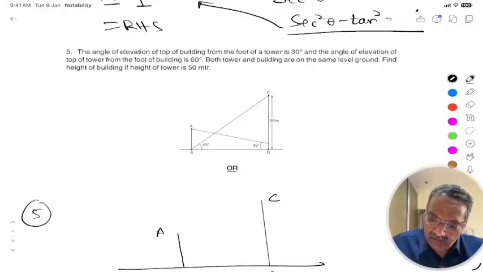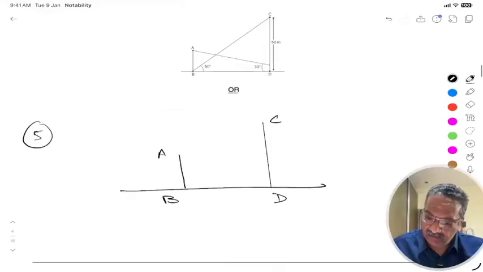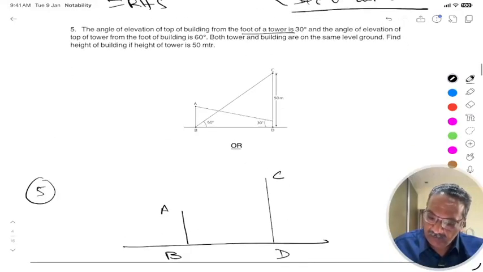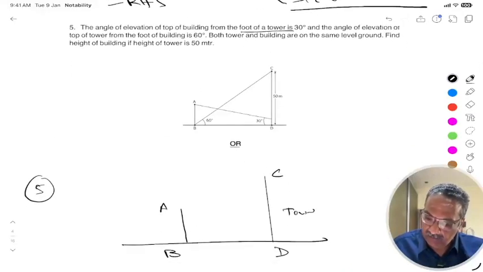See, angle of elevation of top of the building from the foot of the tower is 30 degree. So this is the tower. From the foot of the tower, which is the D, the angle of elevation of the building.